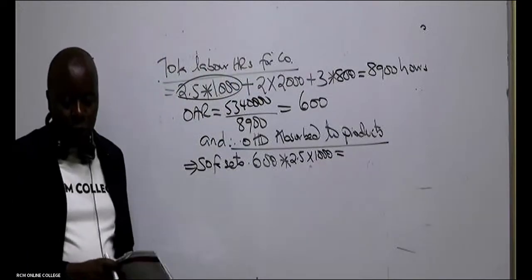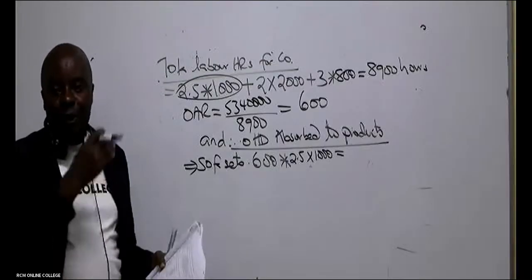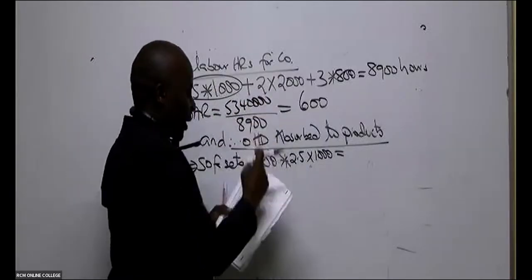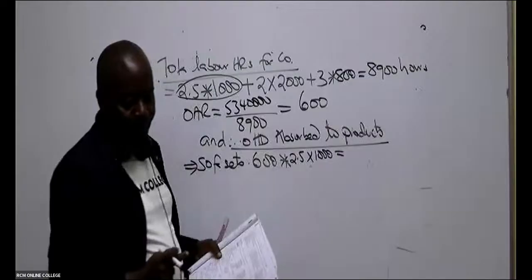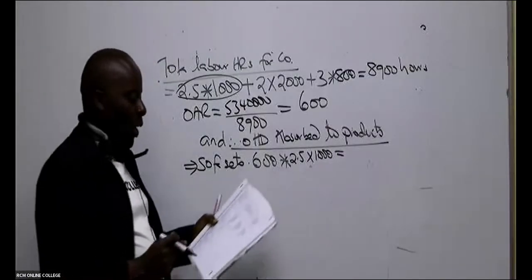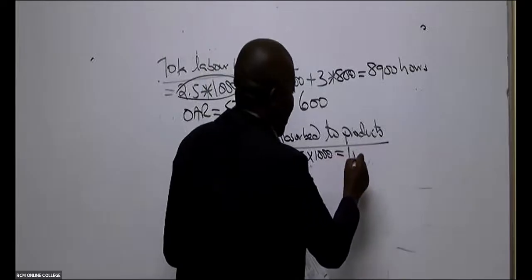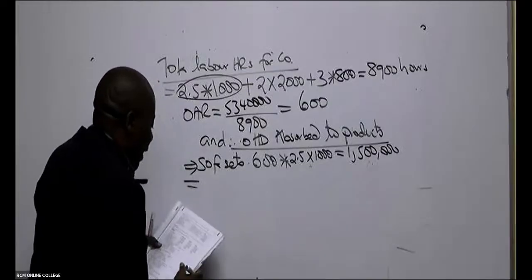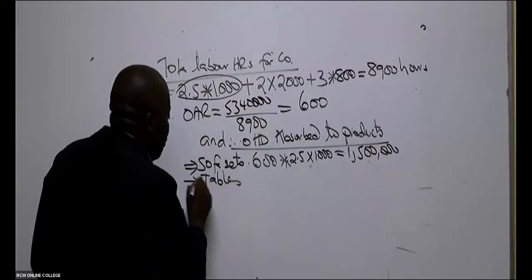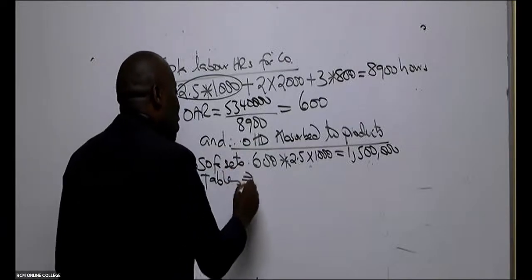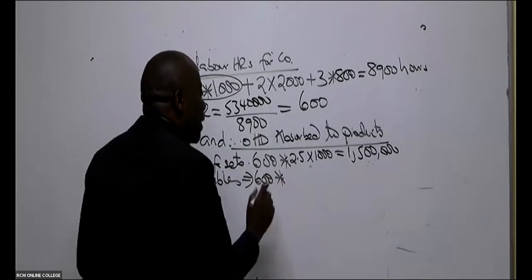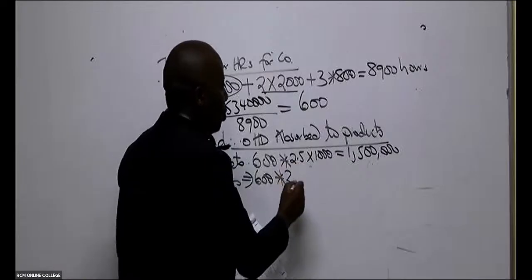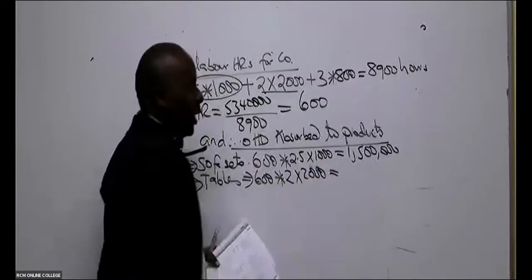Overheads absorbed to all sofa sets we produce. Remember, these are the hours for sofa sets. These are the hours for tables. These are the hours for what here, somebody? Beds. So Gadoni gives me 1.5 million. Thank you so much. Then how much shall be absorbed by tables? Absorption rate is 600 per hour, times the hours that we need for all the tables. Times 2 times 2,000. So this one here will end up giving me what figure?